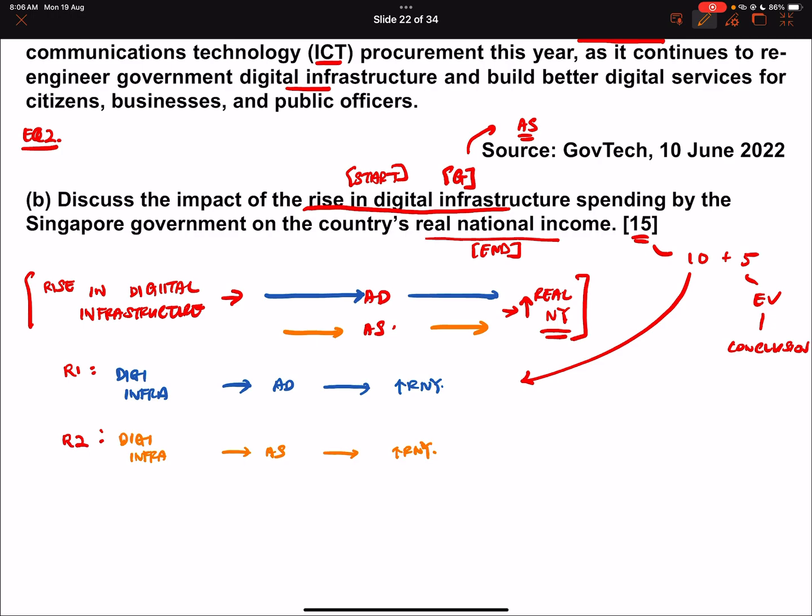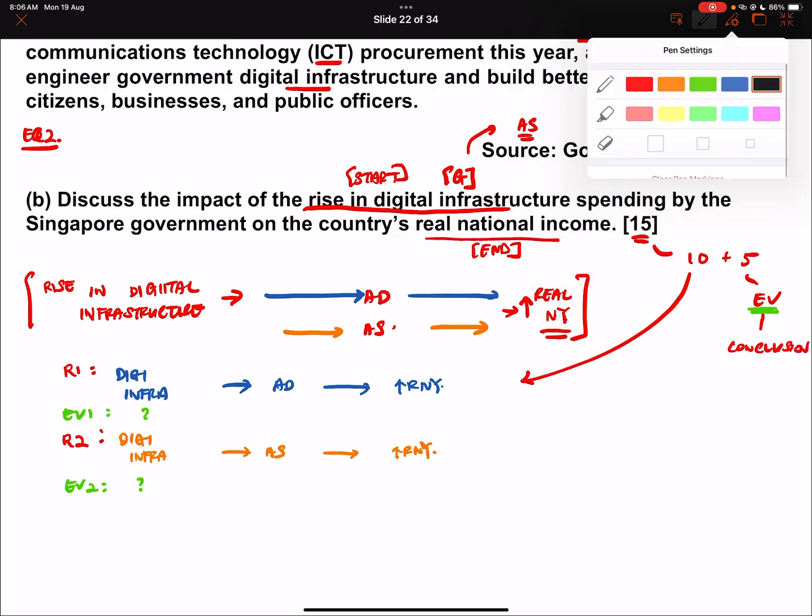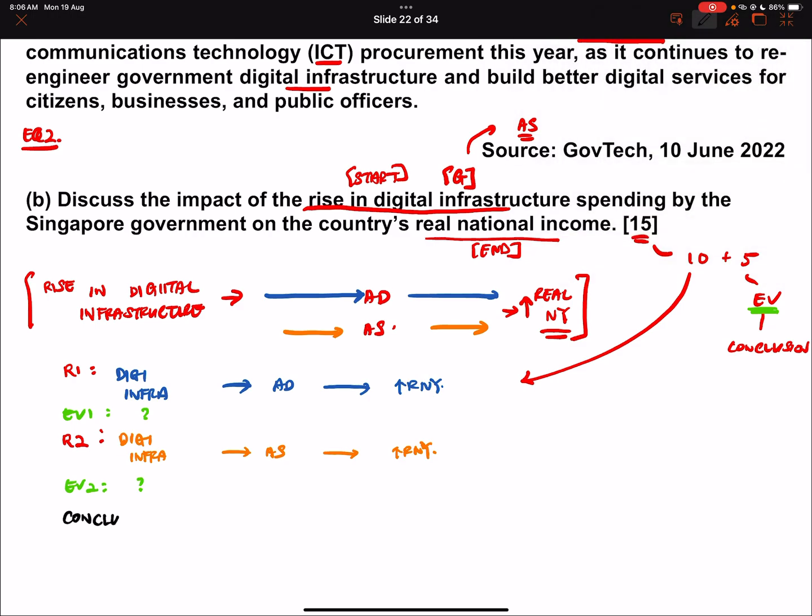And then of course, because this question has an evaluative component, in between let's see whether we can find EV1s and EV2s. If there are, great, right? If there aren't, then we just move on. Then finally, this one is a non-negotiable: we want to make sure that we have a conclusion. So this is our structure. We're going to start with R1 first, about how digital infrastructure influences AD, and thereafter national income. And after that, we're going to evaluate, then we talk about R2. So let's begin with R1 and EV1 first.